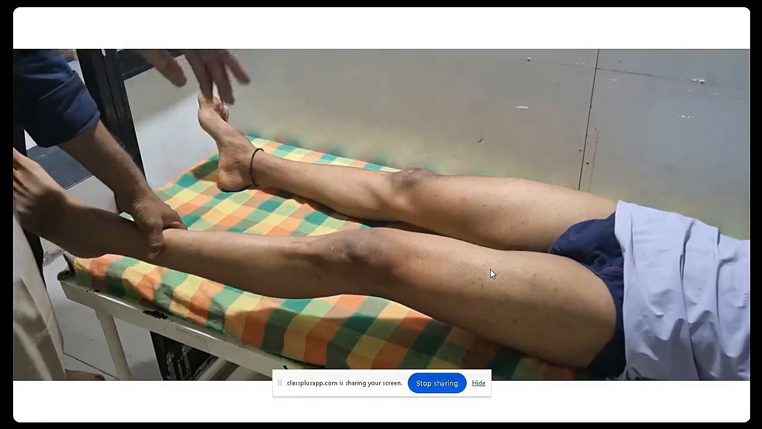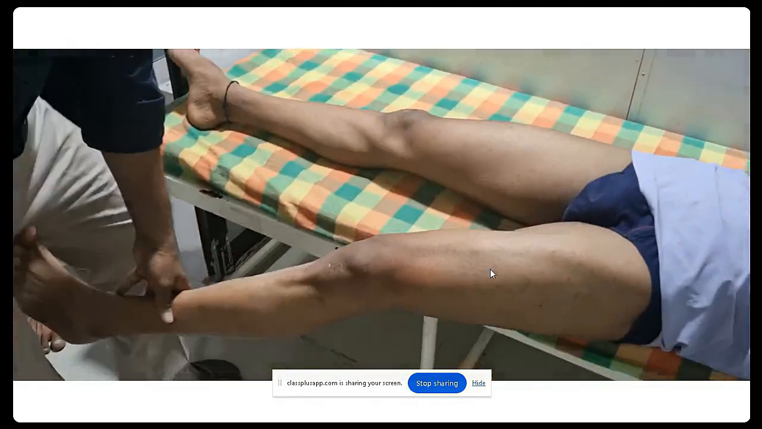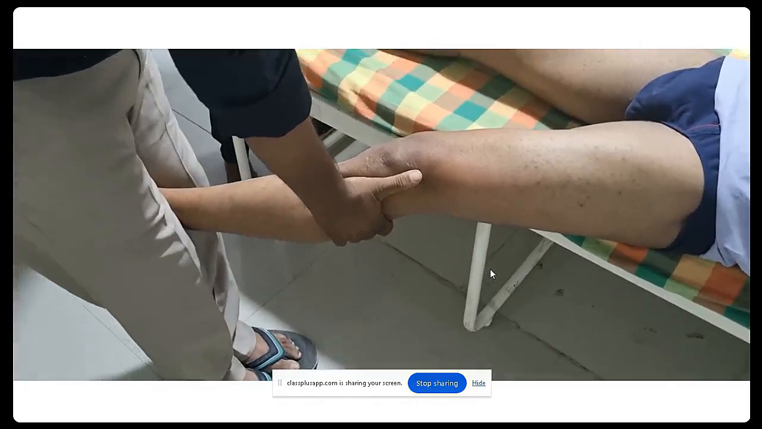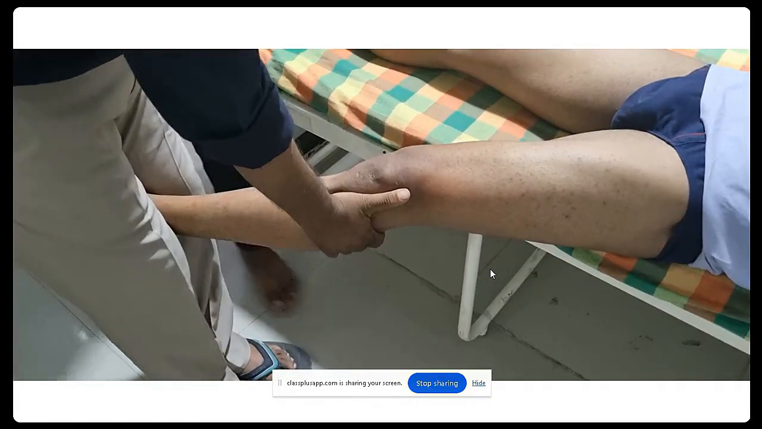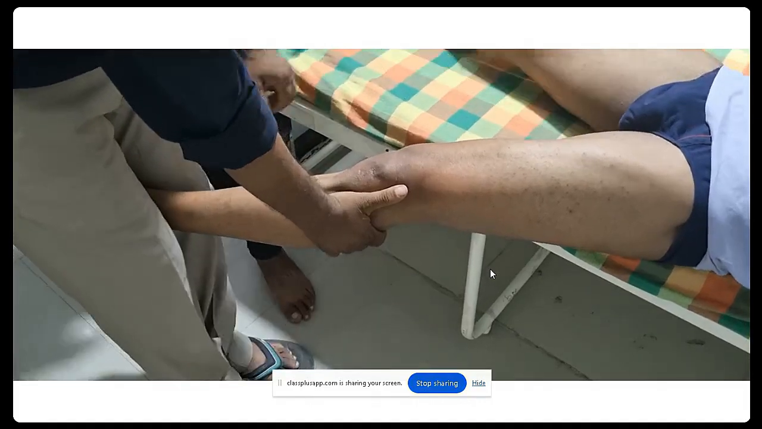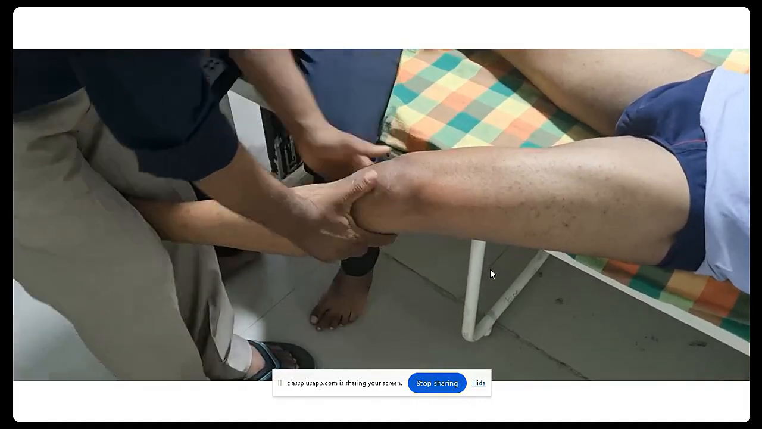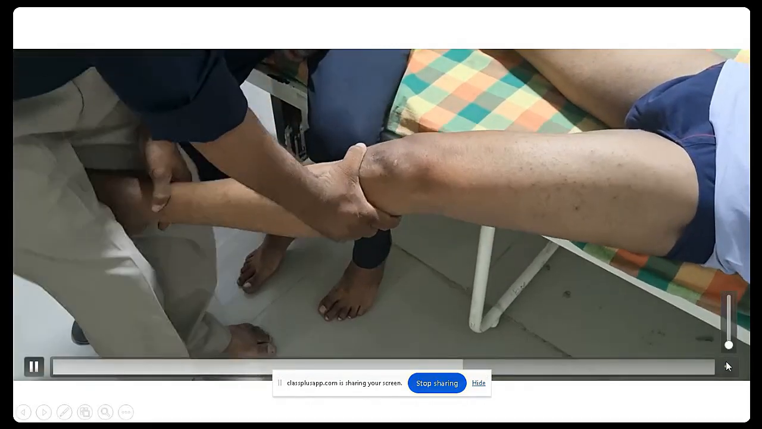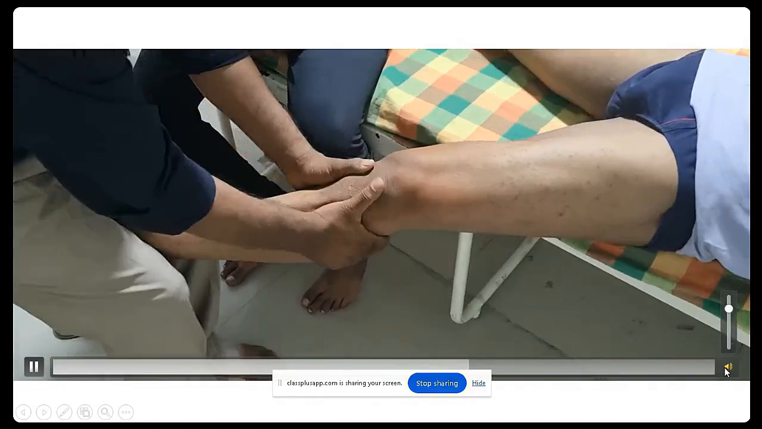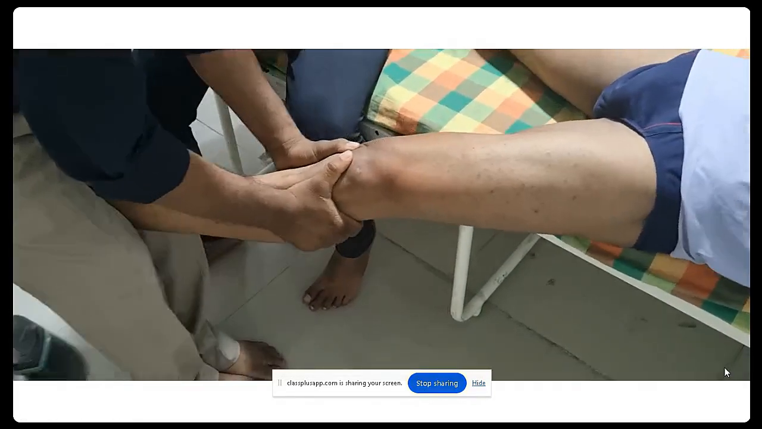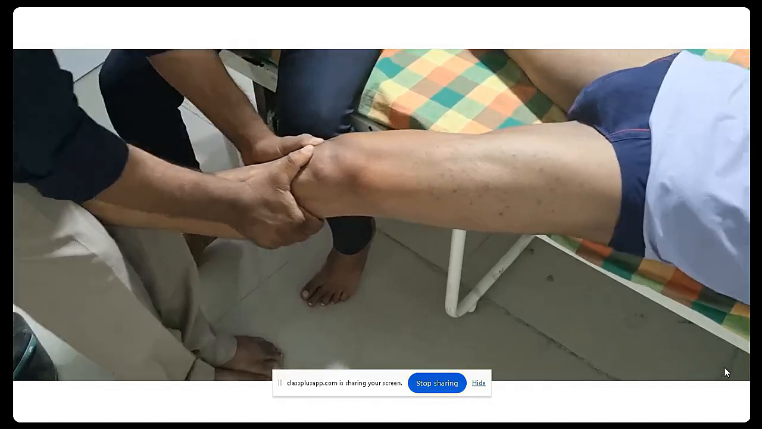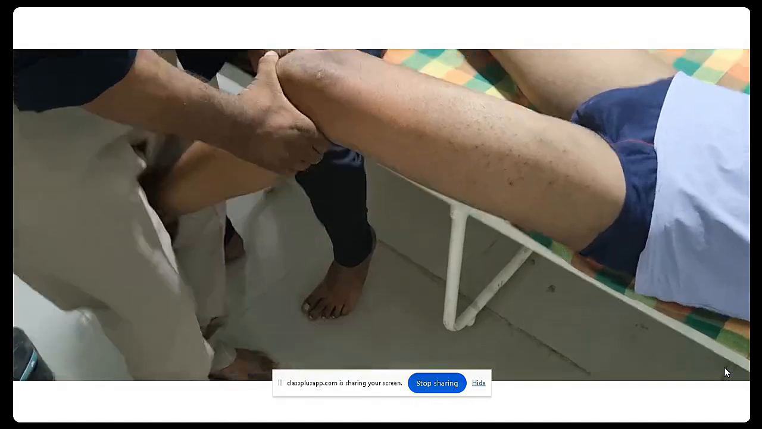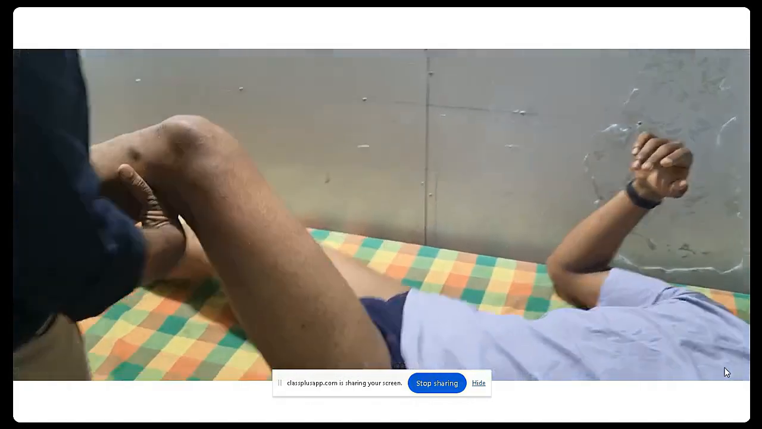Now I am going to do the joint manipulation. You can see that I am going to break it. I am into the physiological barrier, and I am going to articulate it, or I am going to manipulate it. So you may have listened to the thrust I have given.